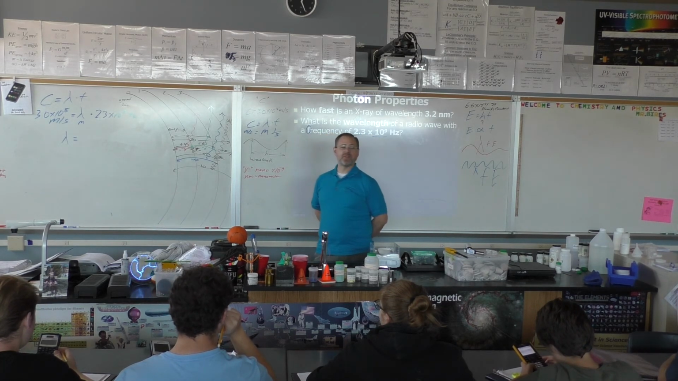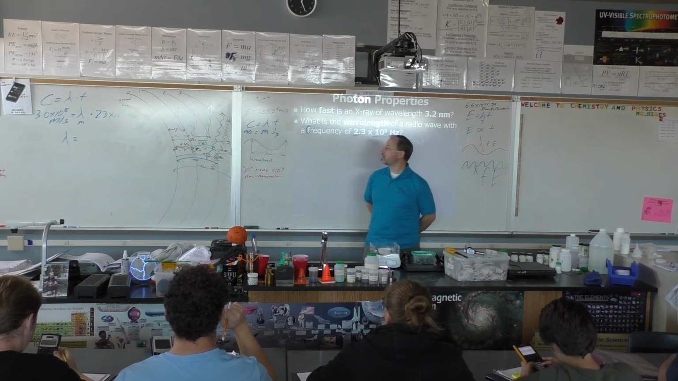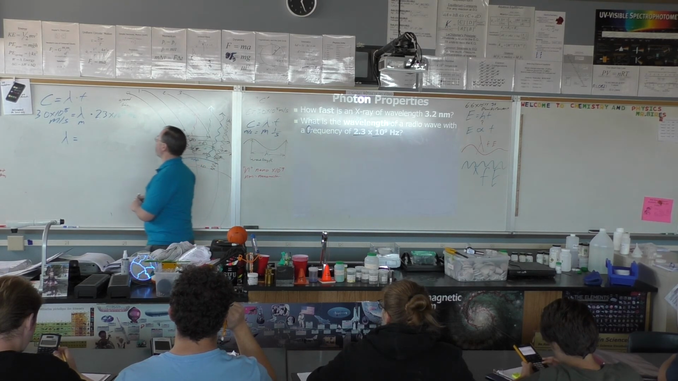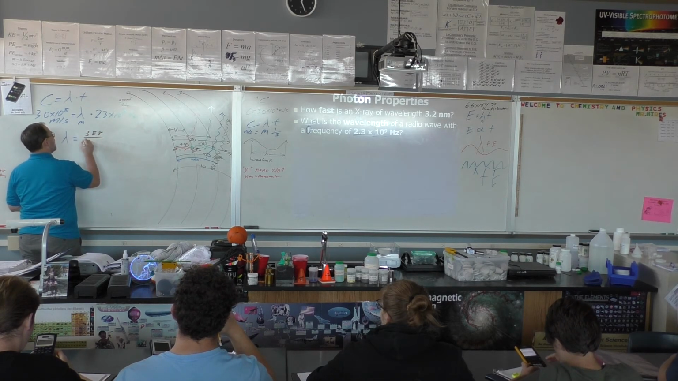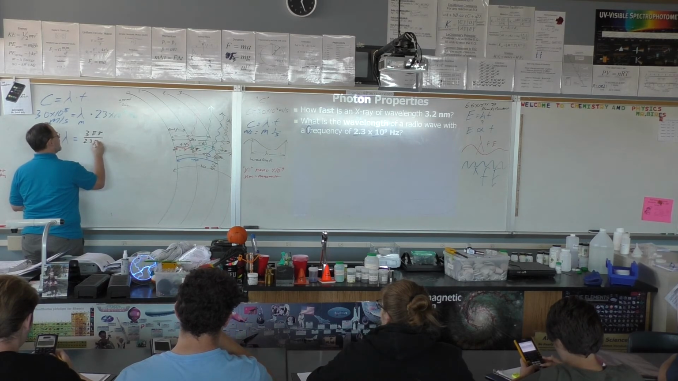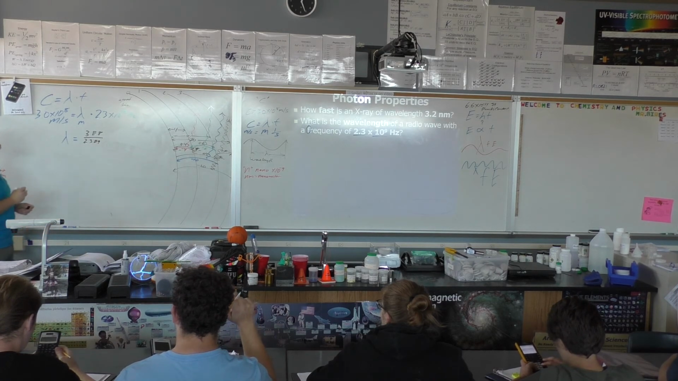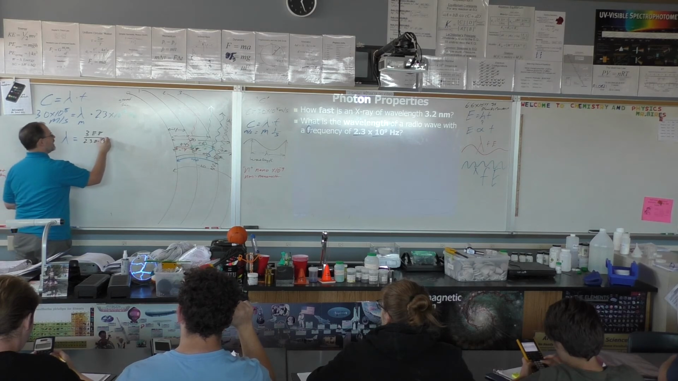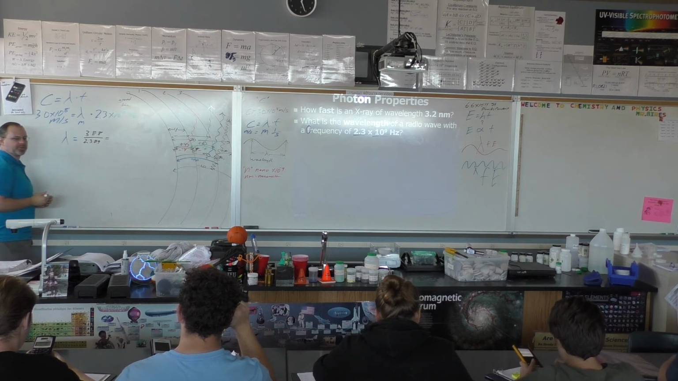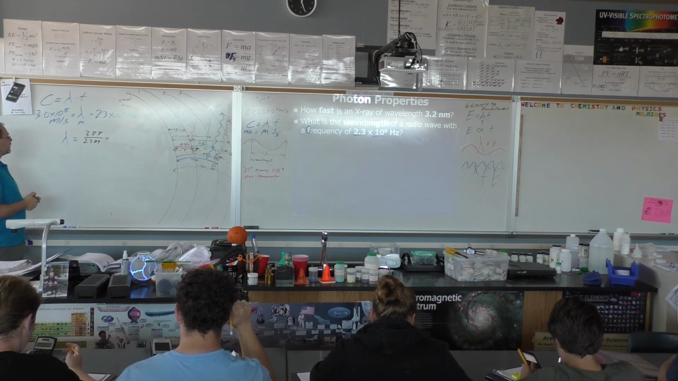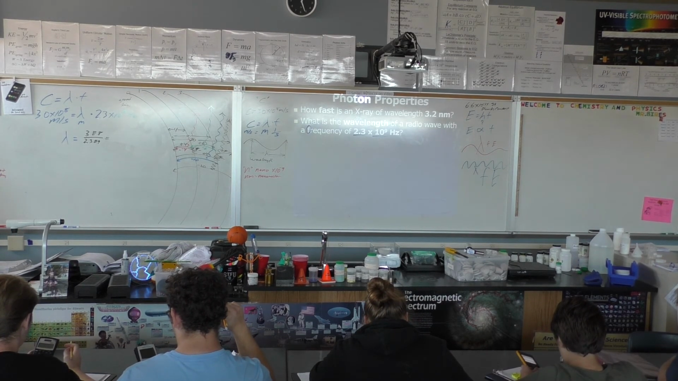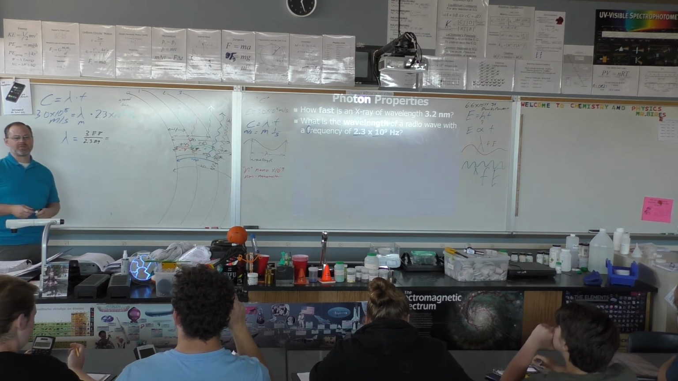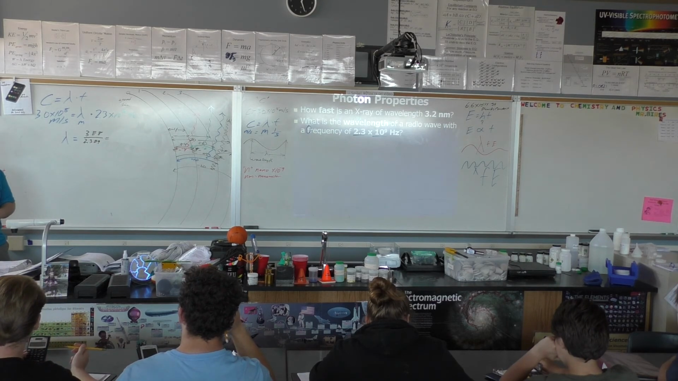Again, if you don't like using the times 10 to the something, I would recommend putting this in as 3E8 divided by 2.3E9. If you don't like using times 10 to the whatever, putting them in parentheses, use your exponent key. This would be 3E8 divided by 2.3E9. Give an answer. 0.13 meters.